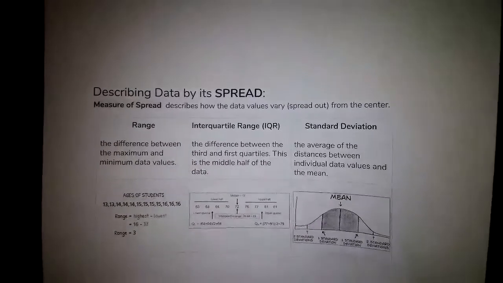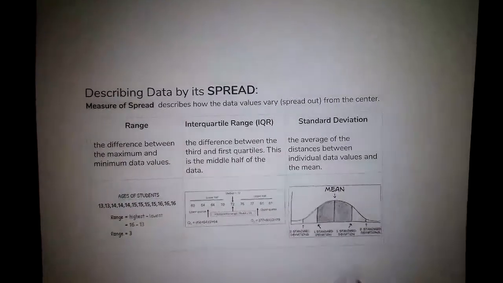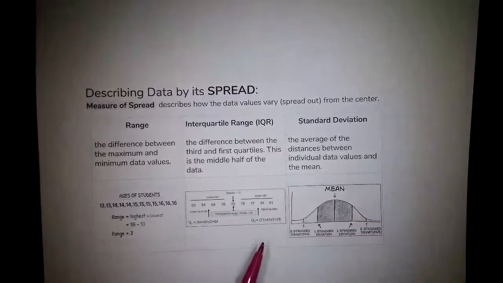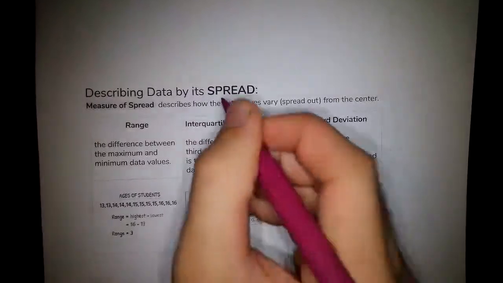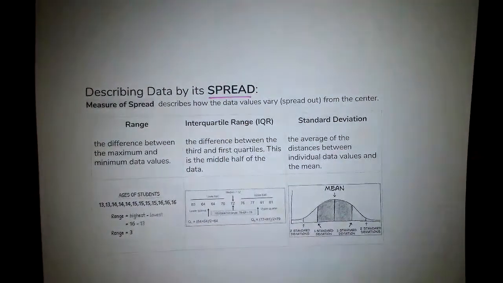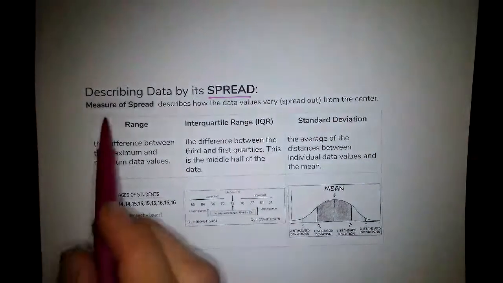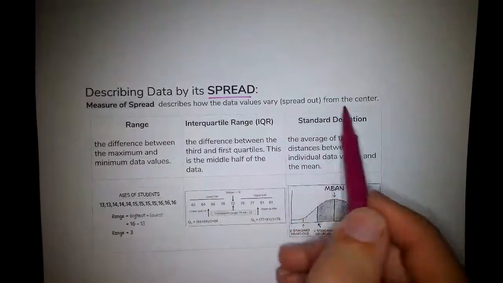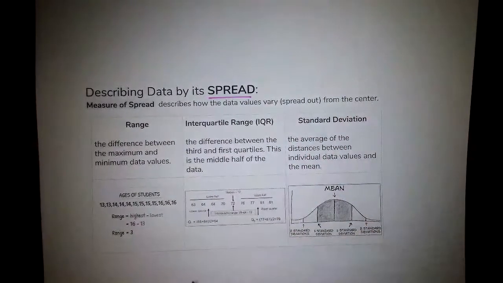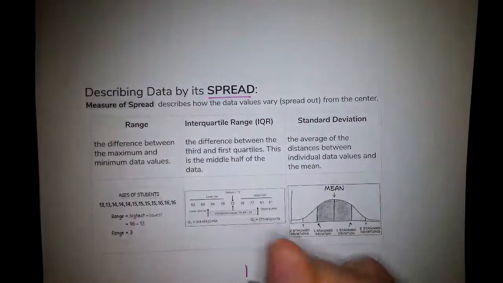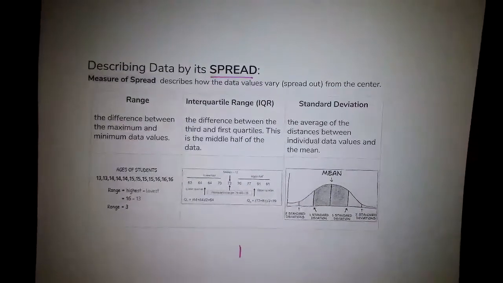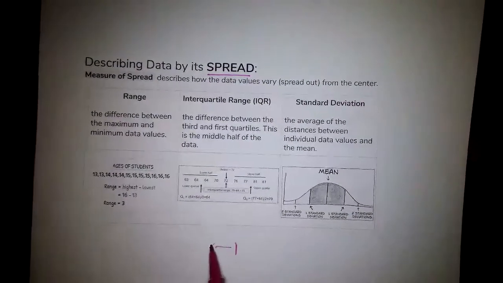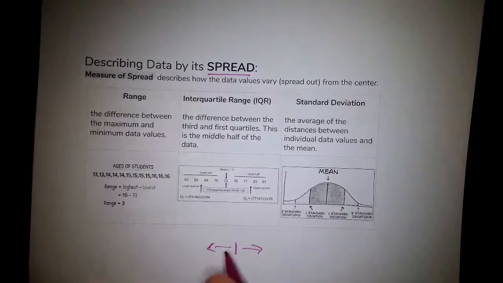Okay, so this is just kind of going over a little bit of what we did last week. This is talking about the spread of the data, the measure of spread, which describes how the data values vary or spread out from the center. All of these are basically talking about the center of something, and then how it is spread from that center.